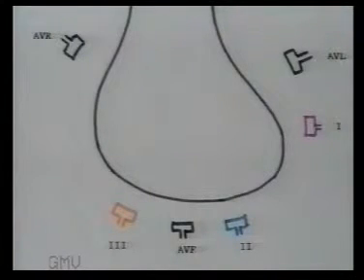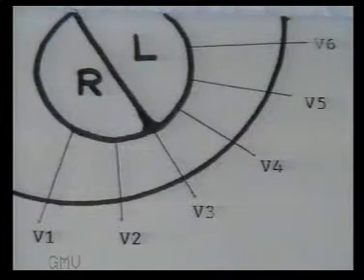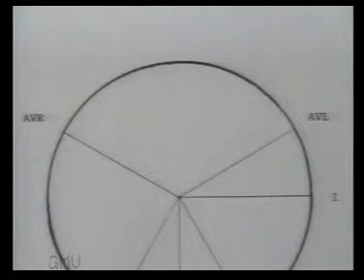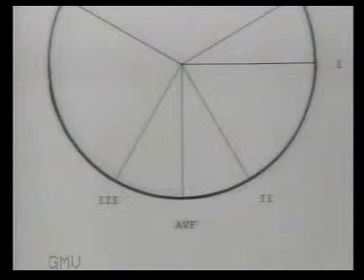Thus, limb leads give different views of the electrical activity of the heart in the frontal plane, and chest leads give different views in horizontal plane. What we must remember always is that lead 1 and AVL are anterior leads directed to the anterior and left wall of the left ventricle, while leads 2, 3 and AVF are inferior wall leads directed to the inferior wall of the left ventricle. Leads 1 and AVL are leads to the anterior wall, and leads 2, 3, AVF are leads to the inferior wall.